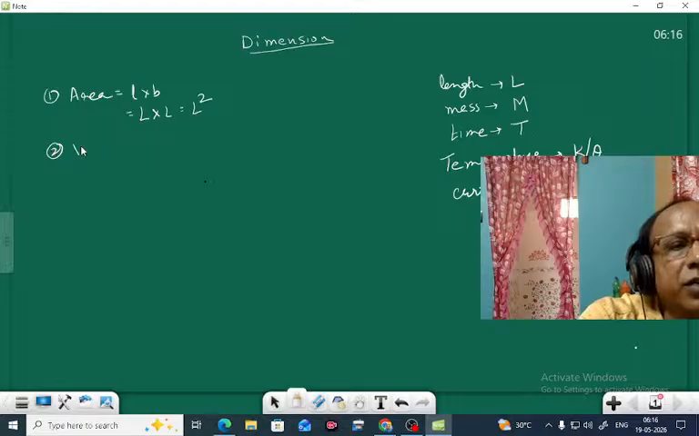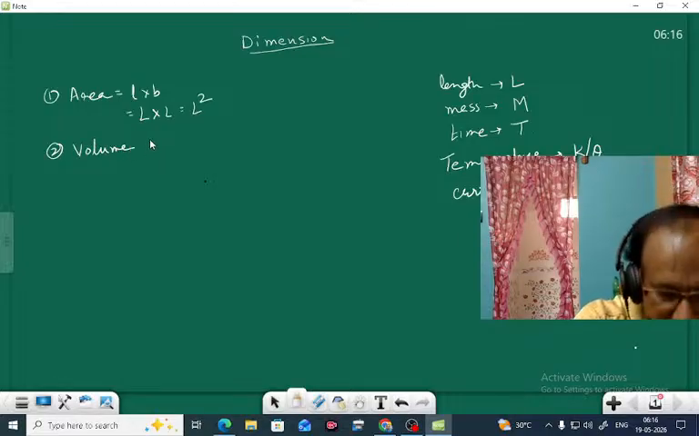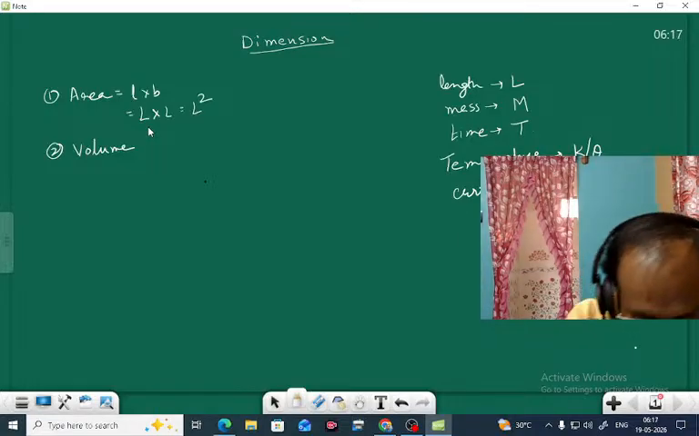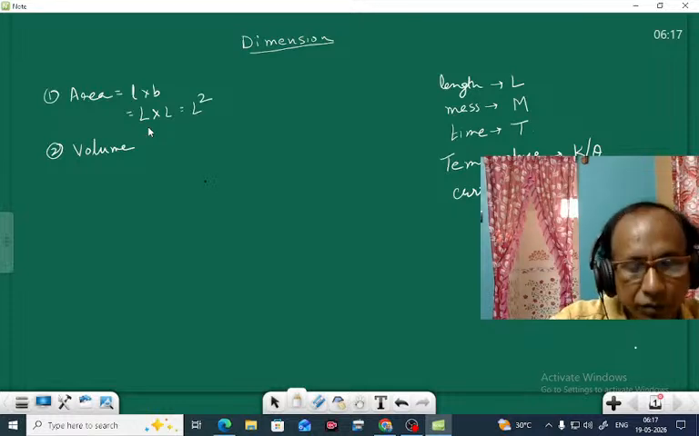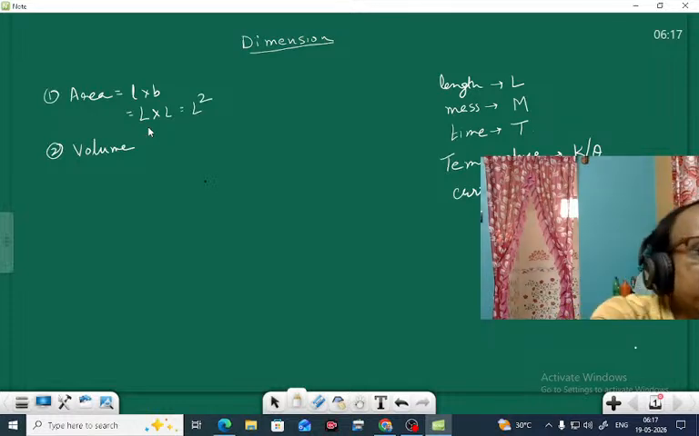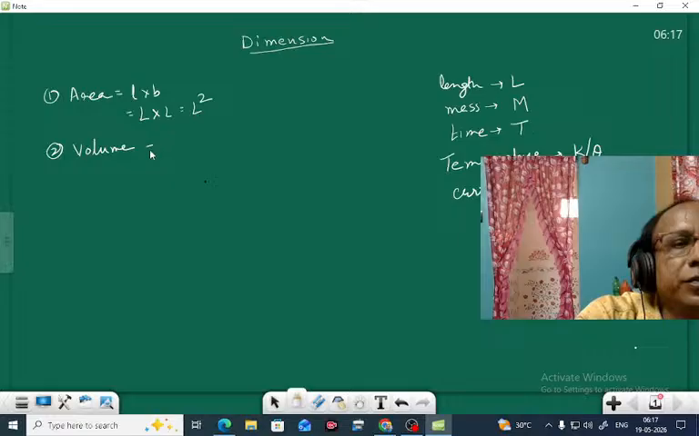Suppose you want to find the volume. Then volume will be L cube. That is length into breadth into height. So we are getting L into L into L, and that is L cube.